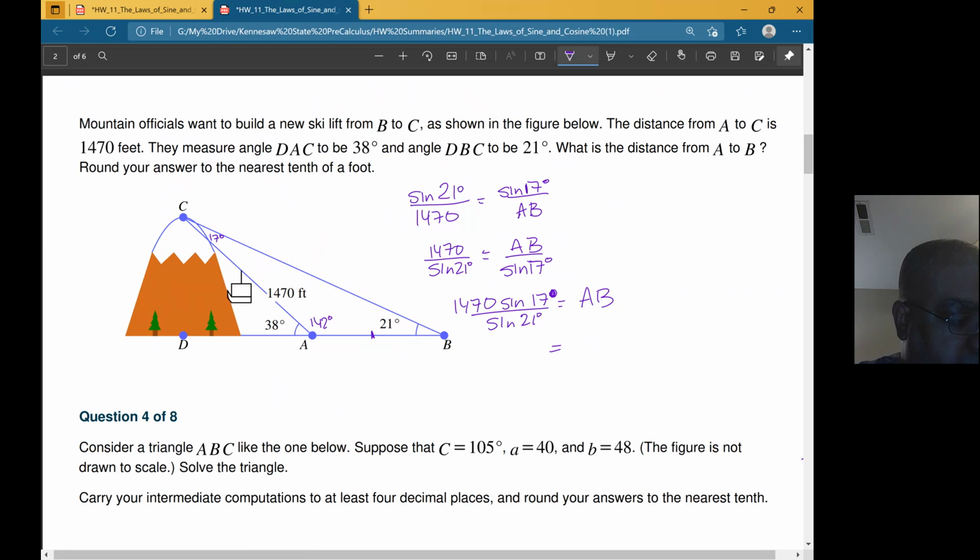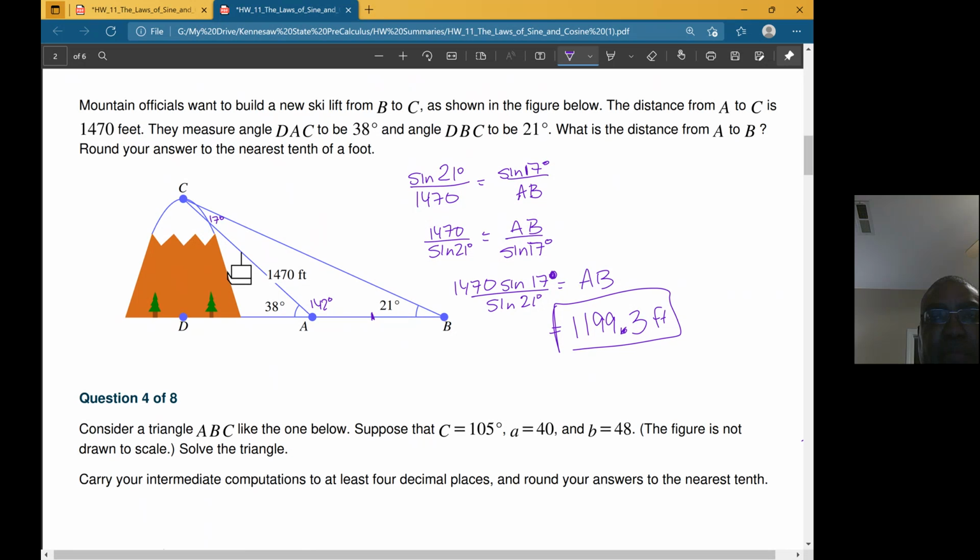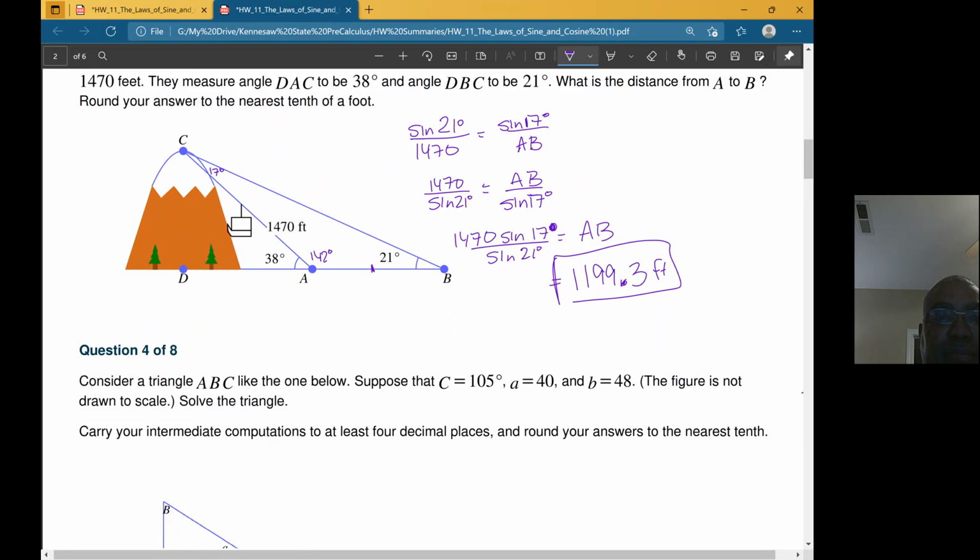So 1470 sine of 17 degrees, and that is over sine of 21 degrees, and I get, rounded to the nearest tenth of a foot, 1,199.3 feet. Not hard at all. Okay, remember, all the math you learned up to this point ties into what we're doing here.